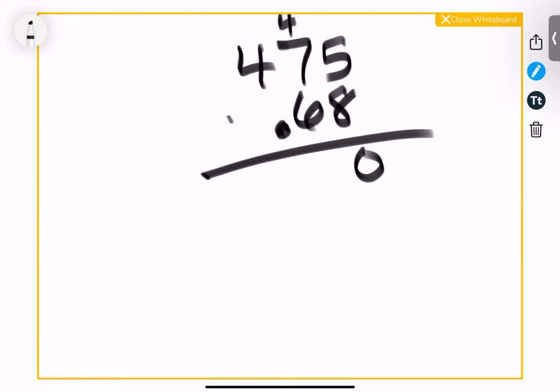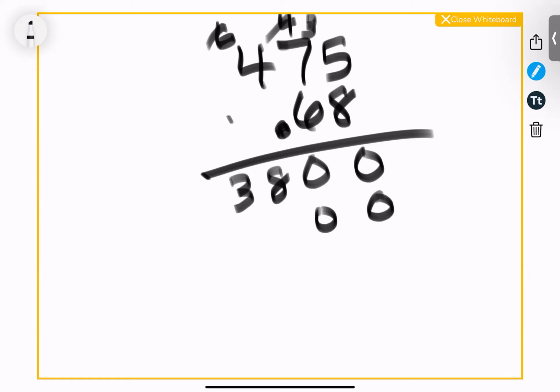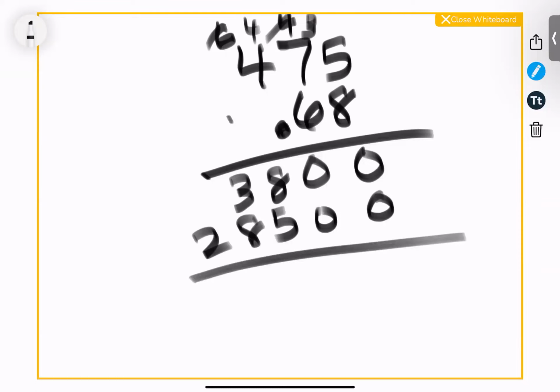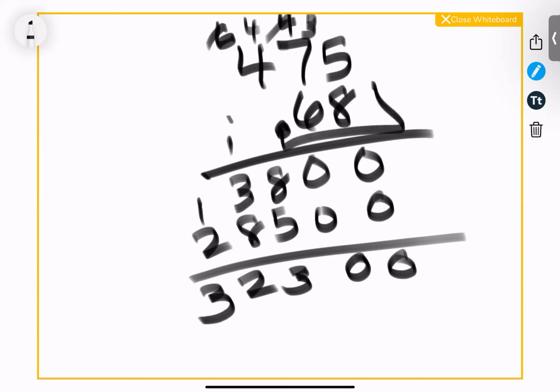8 times 7 is 56. Add 4 is 60. 8 times 4 is 32. Add 6 is 38. And a 0. 6 times 5 is 30. 6 times 7 is 42. Add 3 is 45. 6 times 4 is 24. Add our 4 is 28. Adding it all up, we get 32,300, but not really.